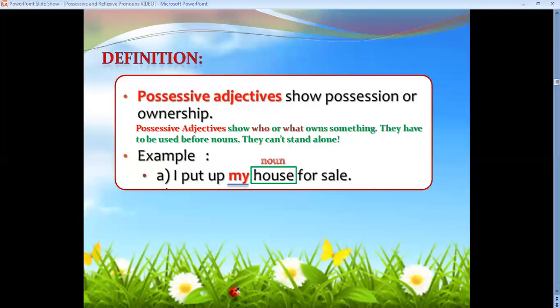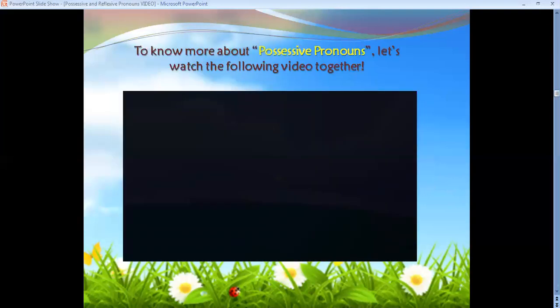Let me ask you something, guys. Can I say I put up my and stop? Did you understand anything? No. I put up my what? My house. So each and every possessive adjective has to be followed by what? By a noun. And as you can see here, they come before the noun. Okay? Great. Let's continue. Now we're gonna move to the what? To the possessive pronouns. And to know more about them, let's watch the video together.